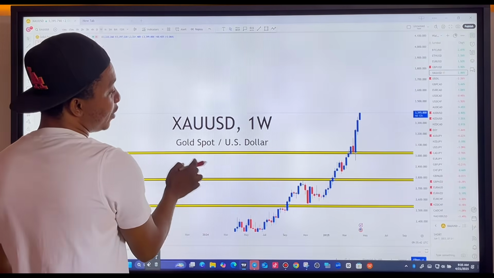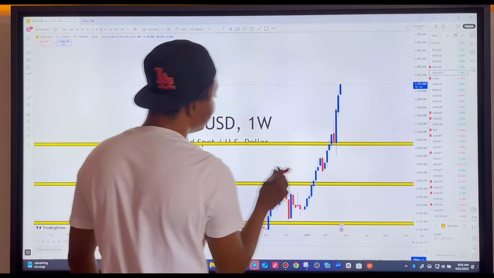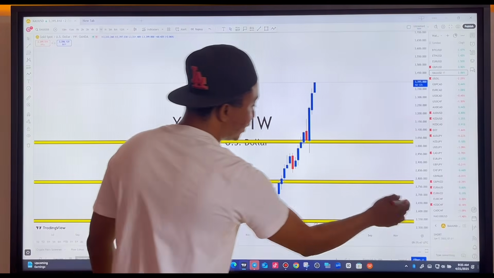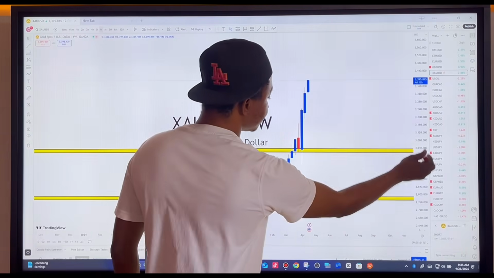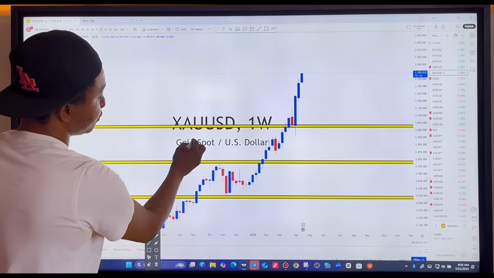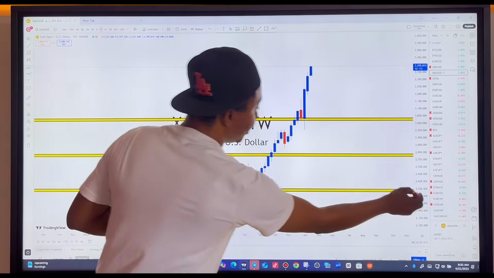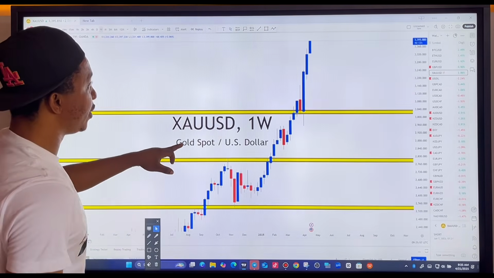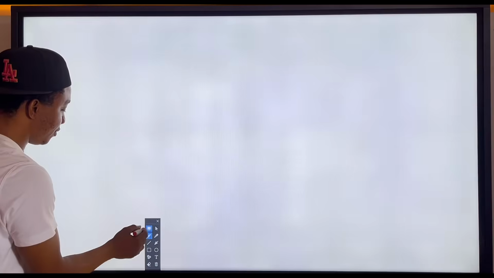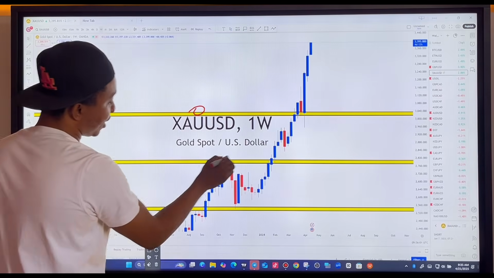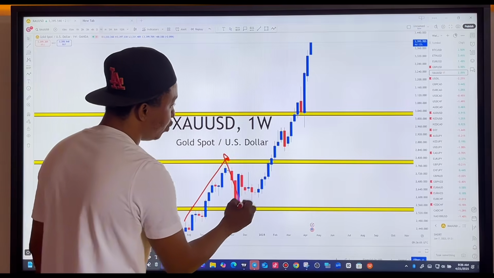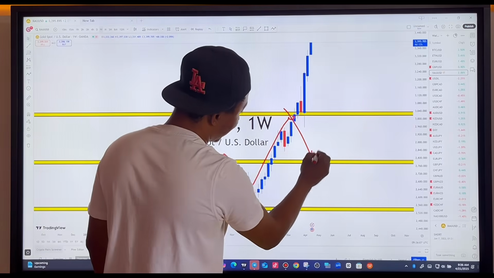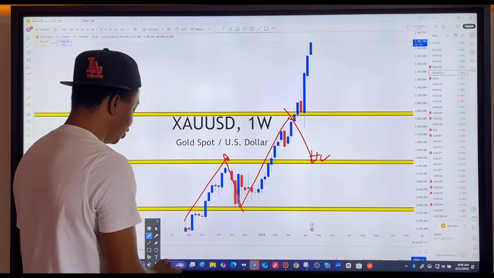Alright, so this is the weekly time frame on gold. And gold has been moving very, very strongly to the upside. Okay, let's explain. We have the weekly upper, the mid-range, and then the lower zone. Uptrend over here, higher high, higher low, higher high. We failed to see a higher low. Why? Because buy pressure was very strong.